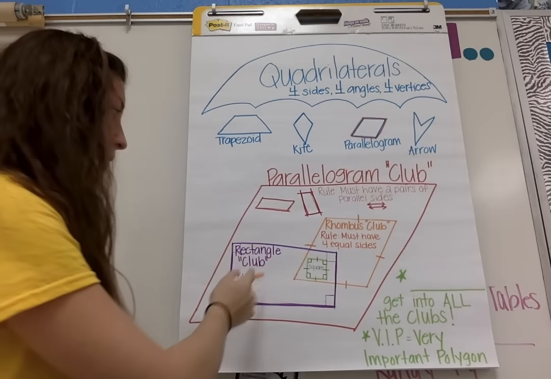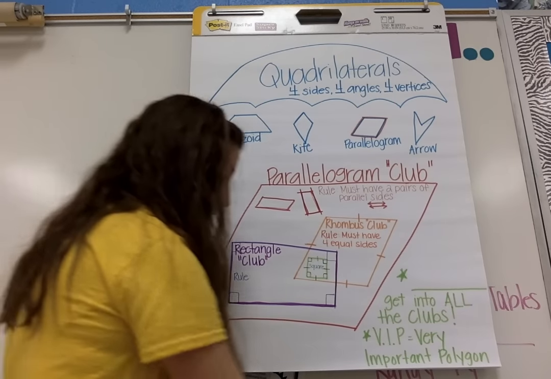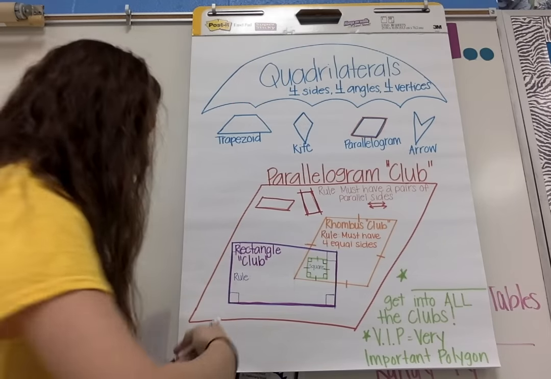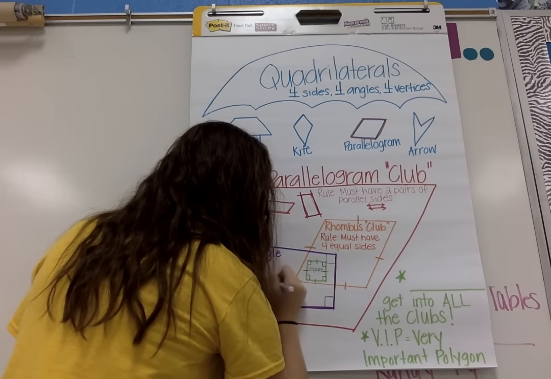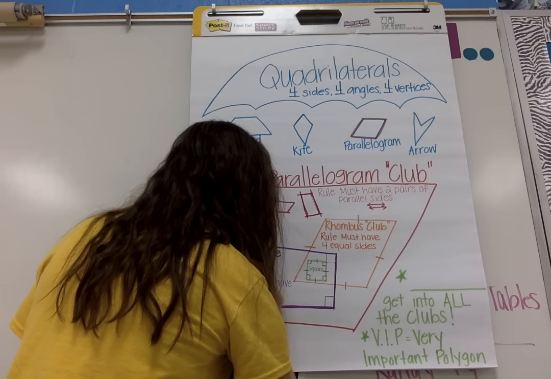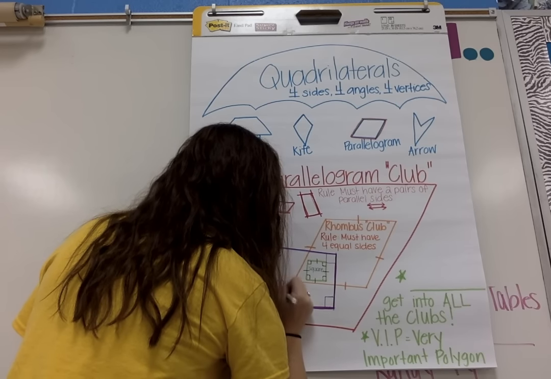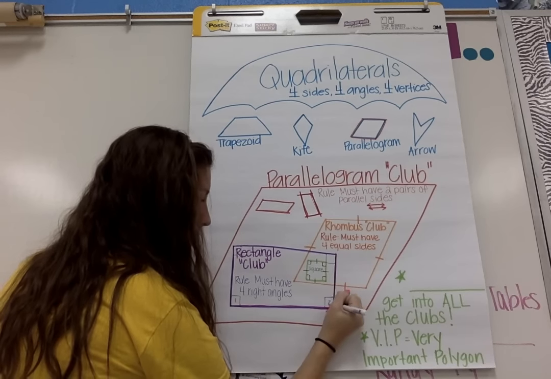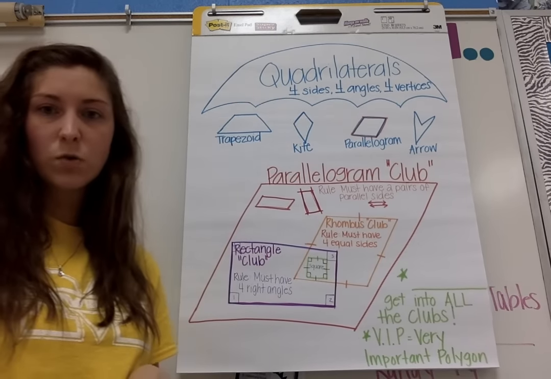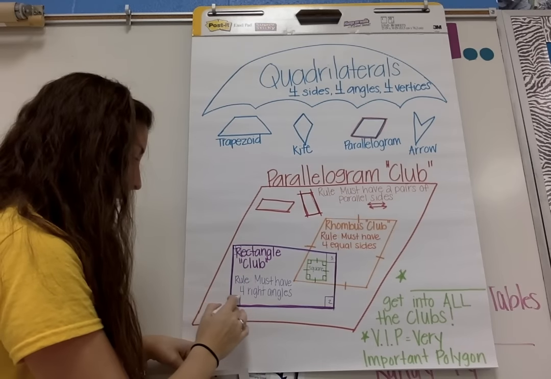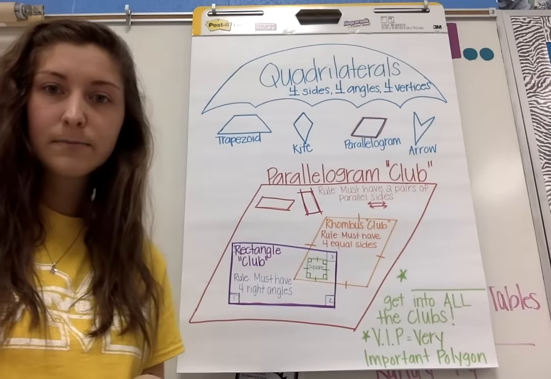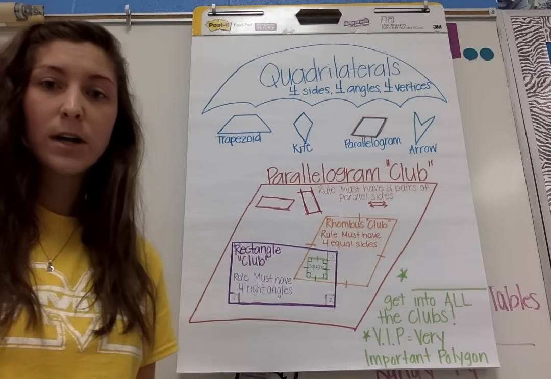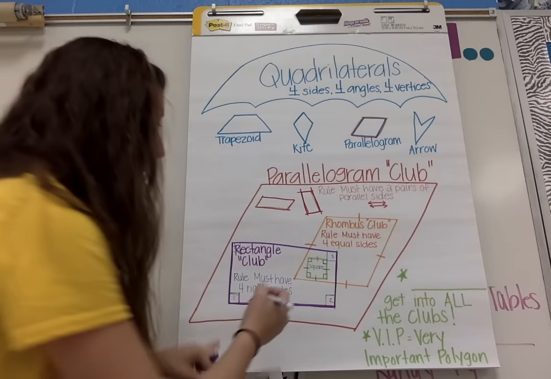Then, after our rhombus club, we have what we call our rectangle club. The rule in order to get into our rectangle club is that it must have 4 right angles. You can see on here that I have identified 1, 2, 3, 4 right angles. These right angles are identified by making a square shape off of 2 of the sides. We know that a right angle measures 90 degrees. So each of these angles measures 90 degrees. When we add them all up, the inside angles of a rectangle measure 360 degrees.